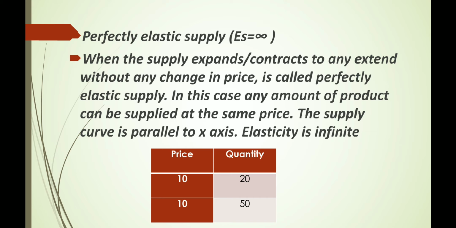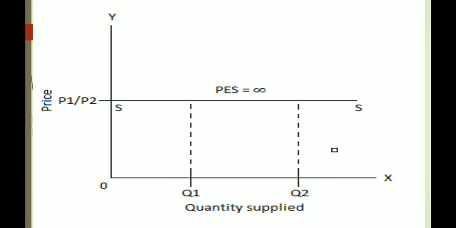Perfectly elastic supply. When the supply expands or contracts to any extent without any change in price, it is called perfectly elastic supply. In this case, any amount of product can be supplied at the same price. The supply curve is parallel to x-axis. Elasticity is infinite. Here, price remains the same at rupees 10, but the quantity supplied increases from 20 to 50. This is perfectly elastic supply curve.